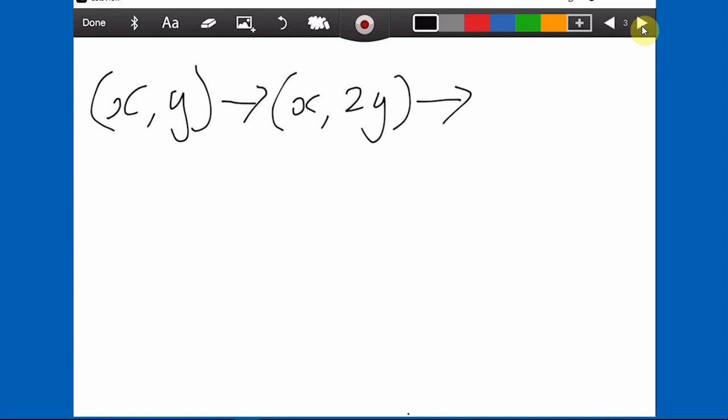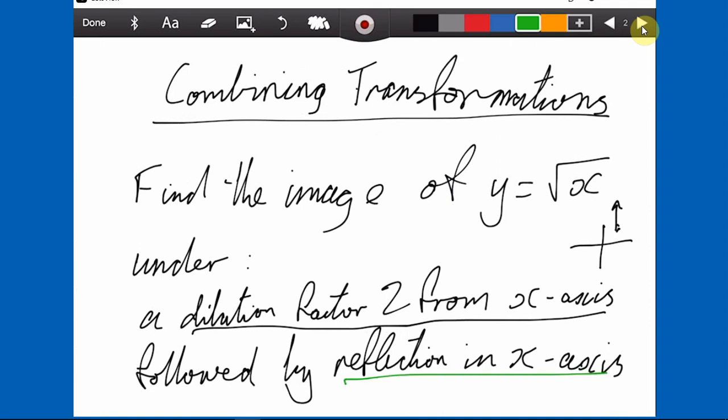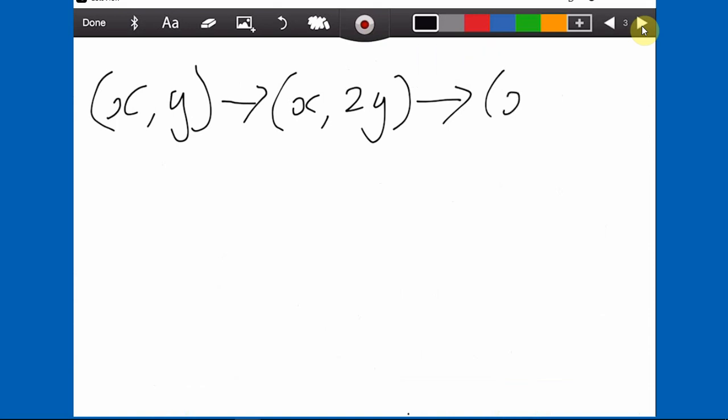Then after that, we're reflecting in the x-axis. So if we've got this point up there and we're reflecting in the x-axis, it comes down to there. What happens is the y value changes from positive to negative. So we have x and negative 2y. Here's our original, and here's our image.